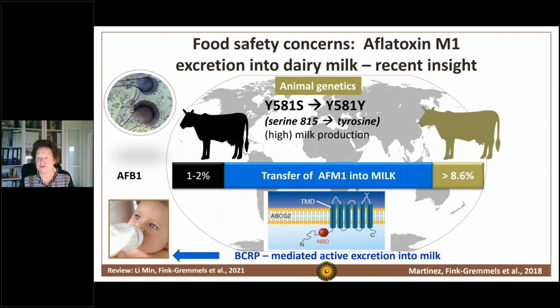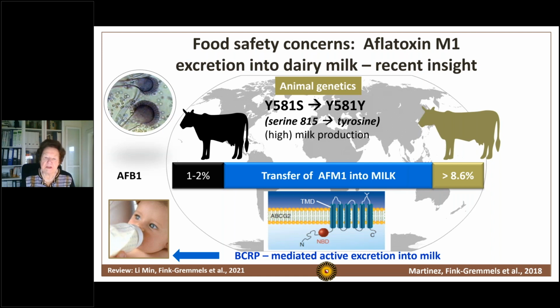So a 1 to 2% change now goes into 8.6% up to 10% if you go into daily practice. This is related to something you see at the bottom of this slide. It's the so-called BCRP, which is a transporter in the mammary gland of the cow, and this transporter pumps aflatoxin M1 directly into the milk.